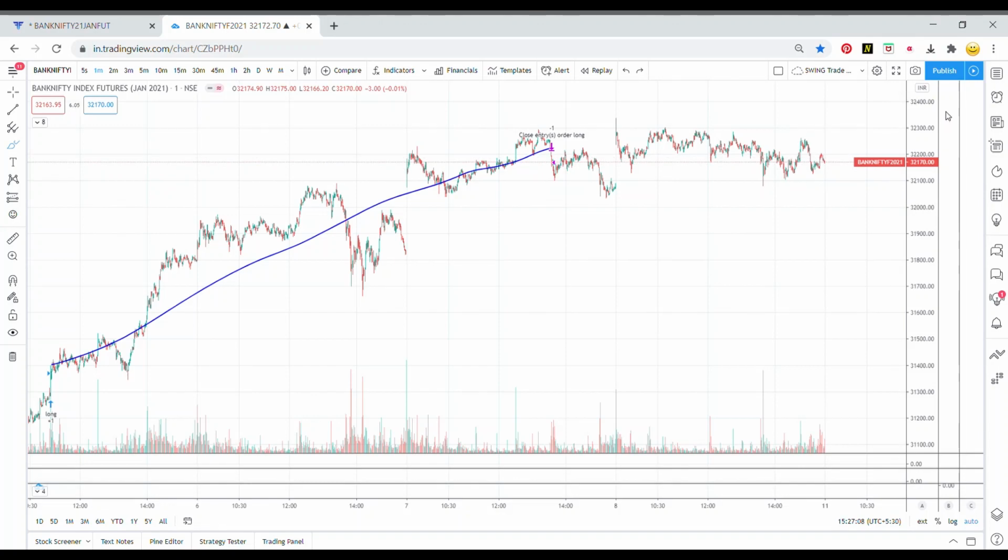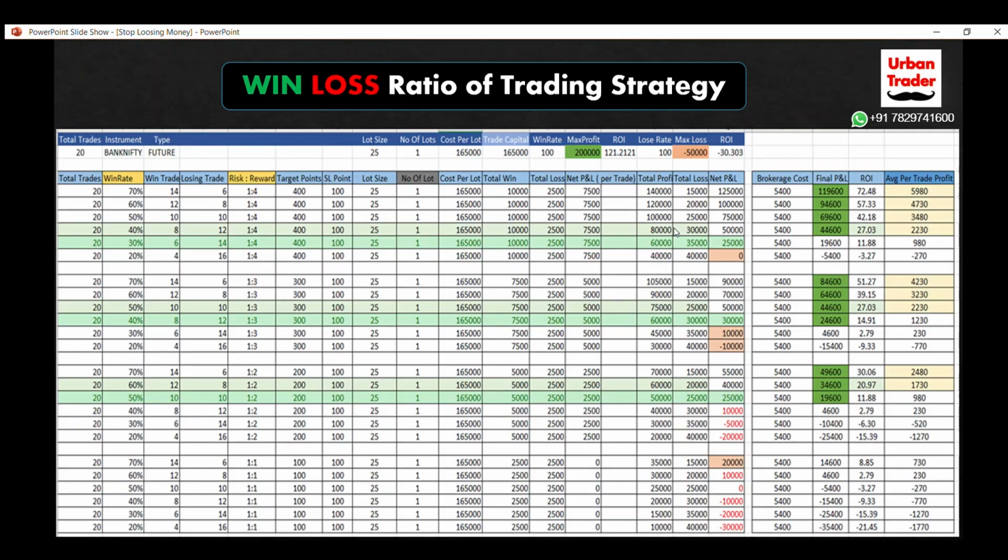Let's review this template. This is the template which I use to analyze the win loss ratio of algos which I develop, and this is on the Bank Nifty future trade. Let's say I assume that you would trade 20 trades per month, one trade per day, the number of lots is 1 and the lot size is 25. This measures the risk reward ratio from 1 is to 1 to 1 is to 4, and the win rates vary from 20% to 70%.